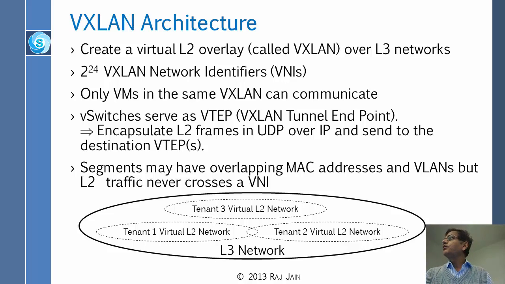So segments may have overlapping MAC addresses, VLANs, but the thing is, all of that is limited to one VNI. So this is one VNI, this is another VNI, this is another VNI. VNI is virtual network identifier. So this is one virtual network, this is another virtual network. And inside that, the tenant can do whatever they want, because the routers here in the physical network don't look at any of the things which are inside the payload. They just look at the headers of the VXLAN, which are simply saying, take from here and go there.